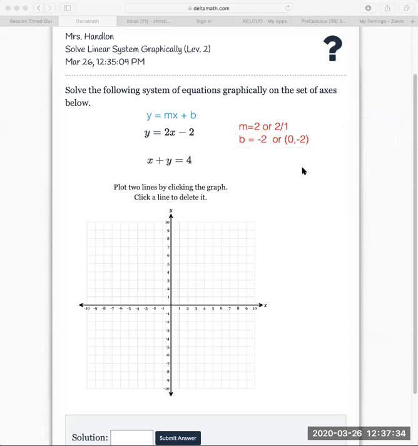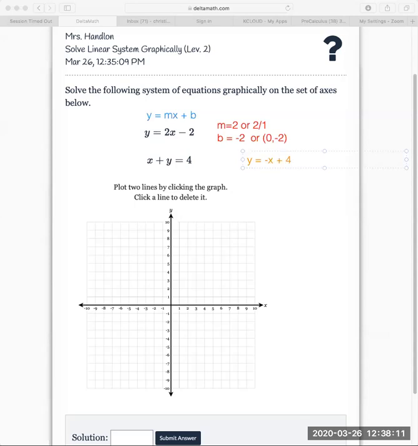So we need to repeat that process for the second line, okay? The second line, notice, is written as x plus y equals 4. The y value is not isolated as it is in this equation. So we need to isolate y by taking this x value and moving it over to the other side. So we're going to do that on this one now. So we have x plus y equals 4. If the x moves over, it will become y equals negative x plus 4.